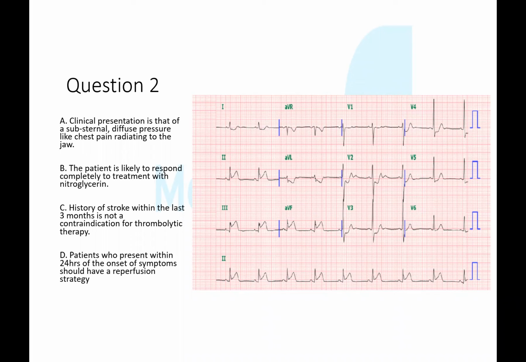For option D, the patient presents within 24 hours of the onset of symptoms and should have a reperfusion strategy. So yes, if the patient comes within 24 hours, and it is a place where you can do what we call PCI, you quickly want to do that.